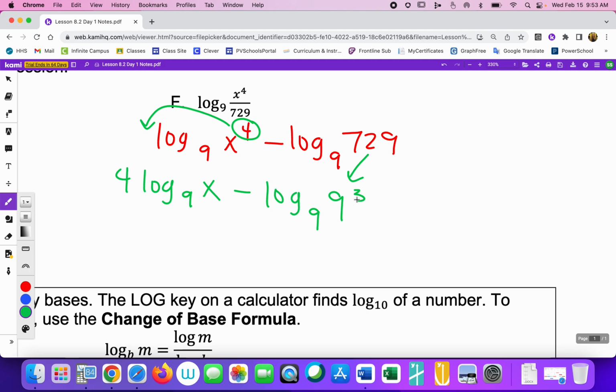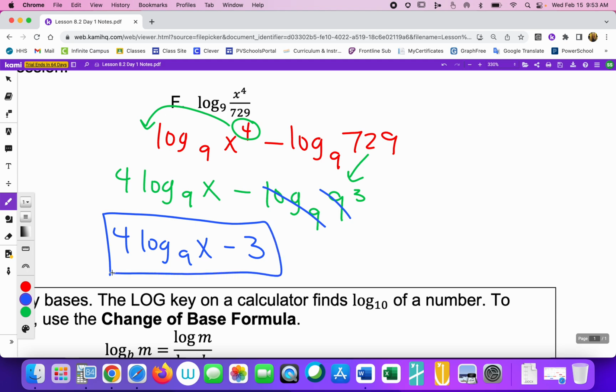So you only have to check that if that's a number with the base next to it. Okay. If that was any number that was not a power of 9, then you're done. But you have to keep going as long as you can. So what happens now? The log base 9 and the 9 cancel out, leaving the 3. Now the reason that it's a whole number 3, I'll explain here in a second. So 4 log base 9 of x minus 3 would be your answer.